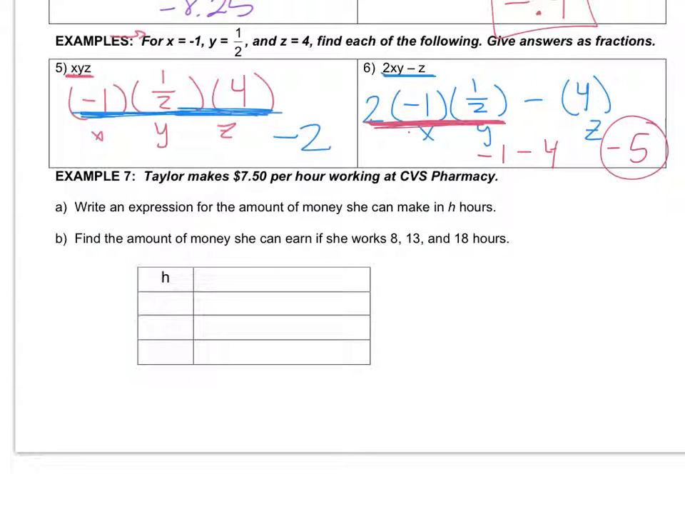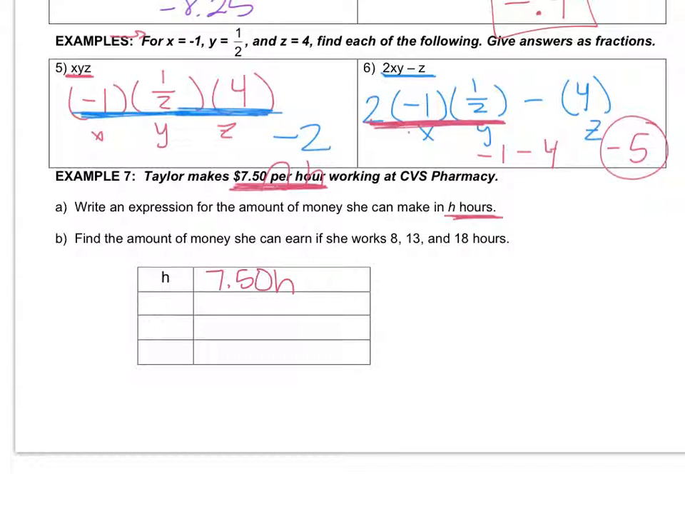Okay, and on number 7, you're given an equation. It says Taylor makes $7.50 per hour working at CVS Pharmacy. Write an expression for the amount of money she can earn in each hour. So it's telling you that H stands for hours. Okay, this right here, the $7.50 per hour, remember that word per means to multiply, and it told us that H is hours. So that's really H. So your expression is really 7.50 H. So we have $7.50 times H.